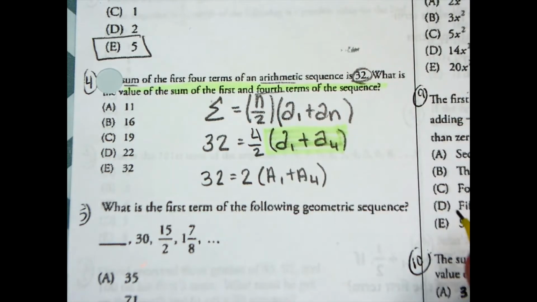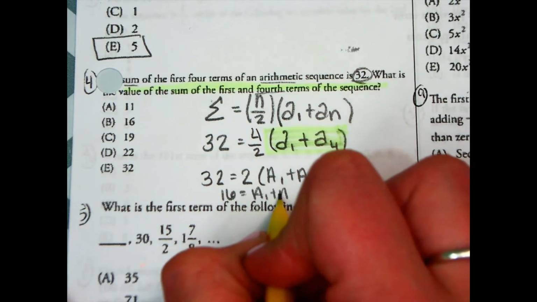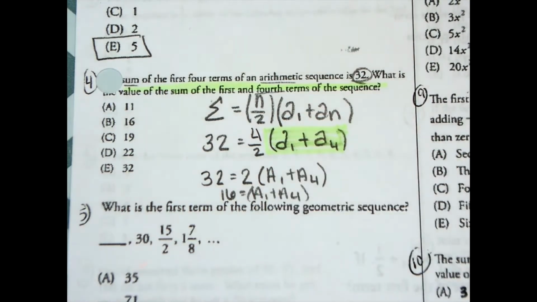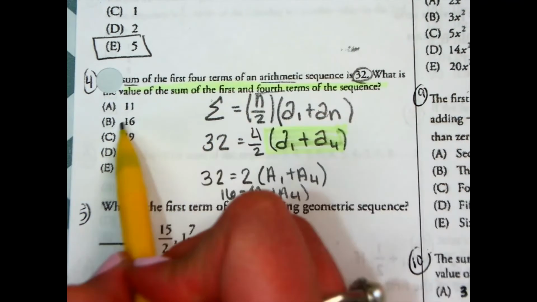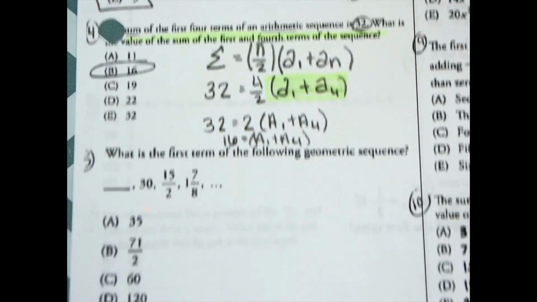I think I might try writing in capitals. I think it might be a little bit easier so you don't think it's a 2. So then I'm going to divide by 2 and I would get 16. So 16 would represent the sum of A1 plus A4. Option B. Remember, these problems are not as difficult as they seem.